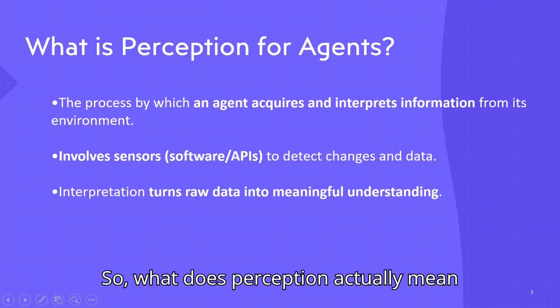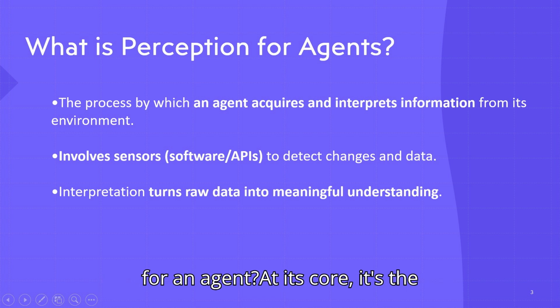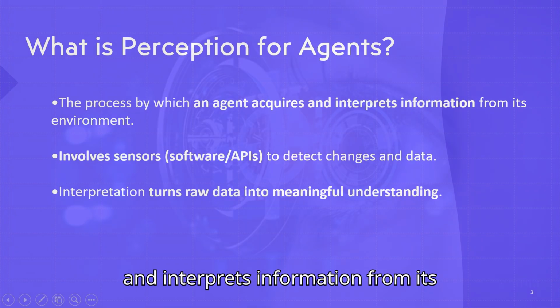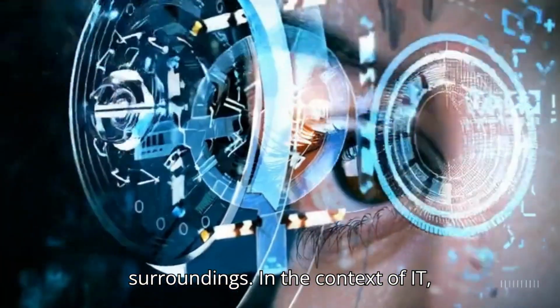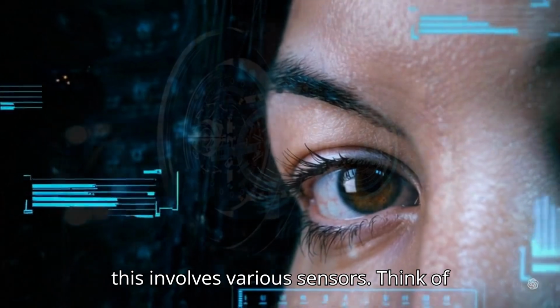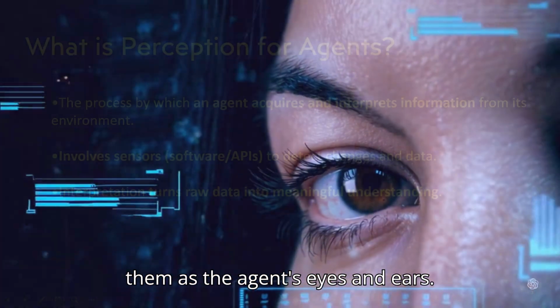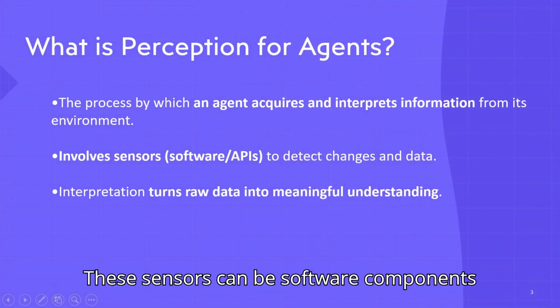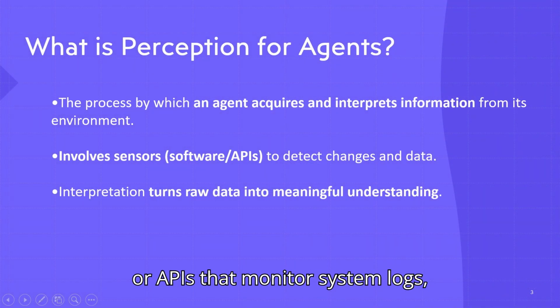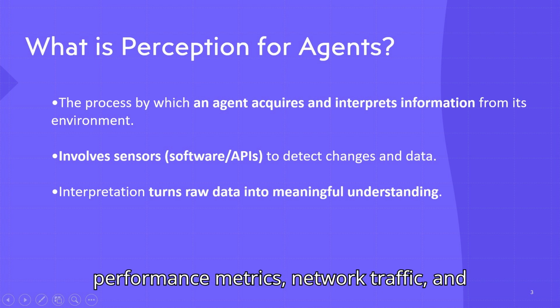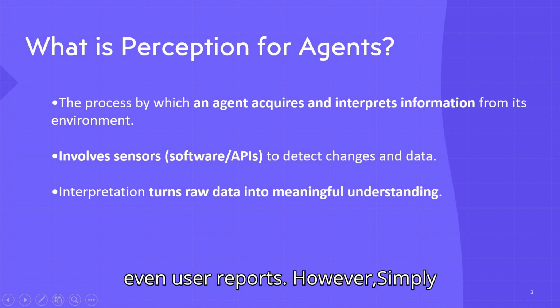So, what does perception actually mean for an agent? At its core, it's the process through which an agent acquires and interprets information from its surroundings. In the context of IT, this involves various sensors. Think of them as the agent's eyes and ears. These sensors can be software components or APIs that monitor system logs, performance metrics, network traffic, and even user reports.